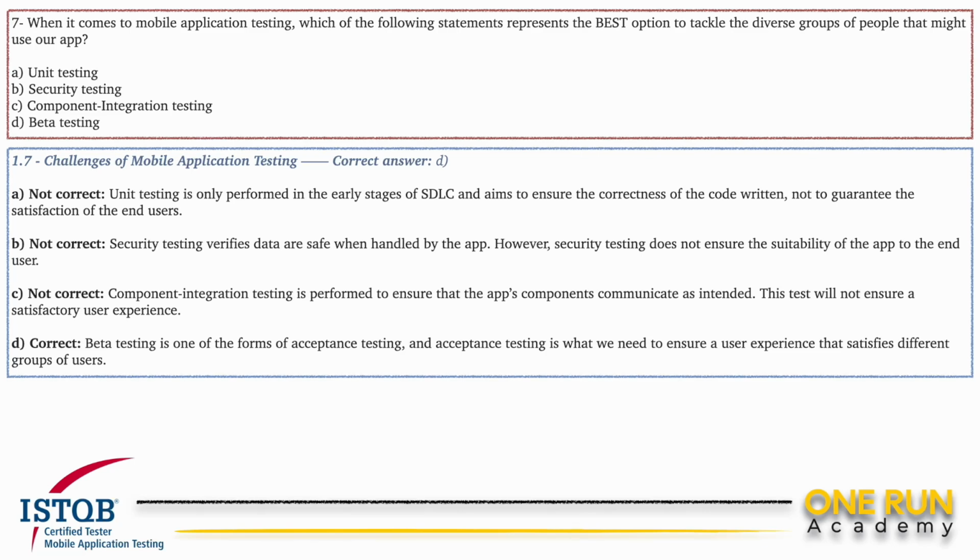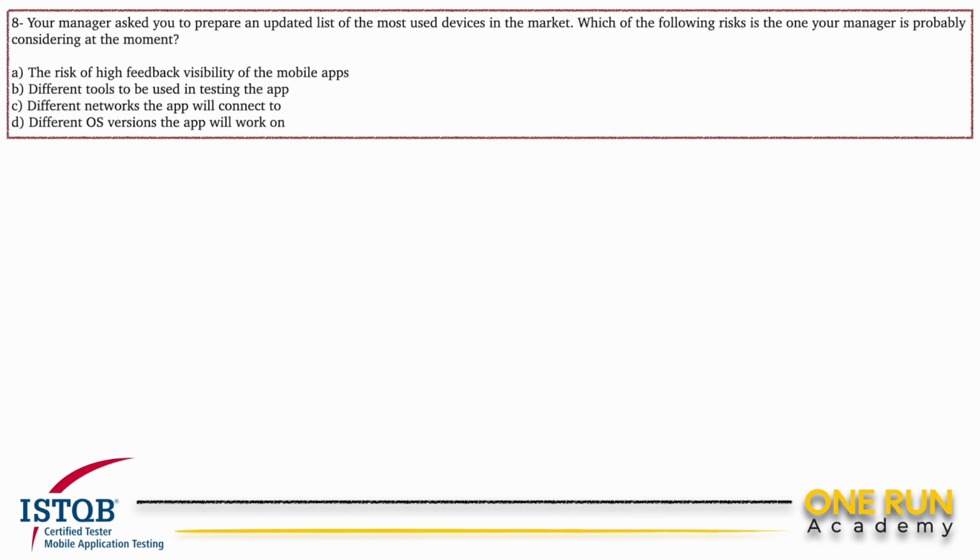All right, let's quickly move on to question number 8. Your manager asked you to prepare an updated list of the most used devices in the market. Which of the following risks is the one your manager is probably considering at the moment? A. The risk of high feedback visibility of the mobile apps. B. Different tools to be used in testing the app. C. Different networks the app will connect to. D. Different OS versions the app will work on.